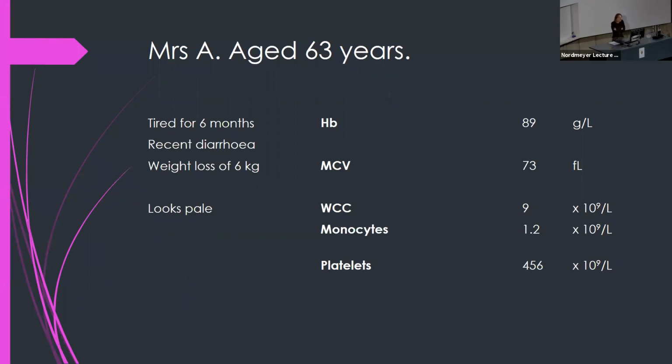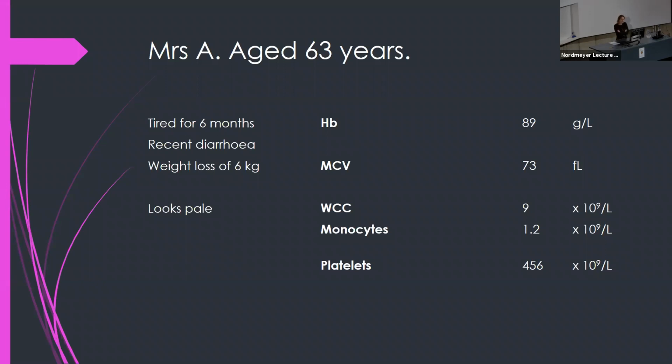And not surprisingly, she looks pale because her hemoglobin's only 89. Normal for a woman is 115 to 155. And her MCV, normal MCV we said was around 80 to 100, 80 to 99 in my hospital, so she's got a low MCV.